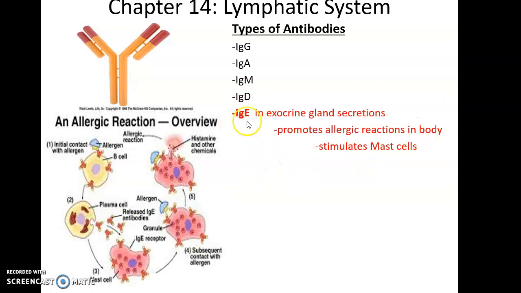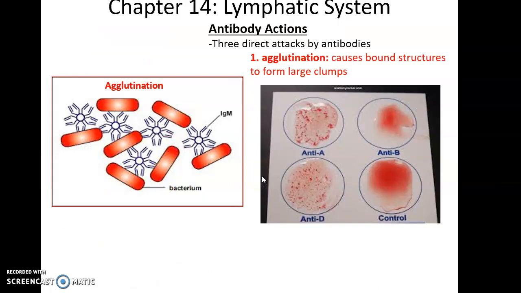IgE is another exocrine gland secretion antibody, so it's found in the secretions of some exocrine glands. One thing it can do is promote allergic reactions in the body. Normally when it functions against an actual pathogen, that can be useful, but when it's targeting an allergen, that is a waste of time because allergens won't hurt us. We hurt ourselves instead with our allergies. And in the process, the IgE can stimulate mast cells that produce a lot of chemicals like histamine that cause the allergic symptoms.